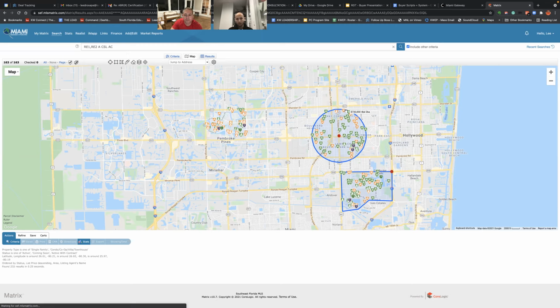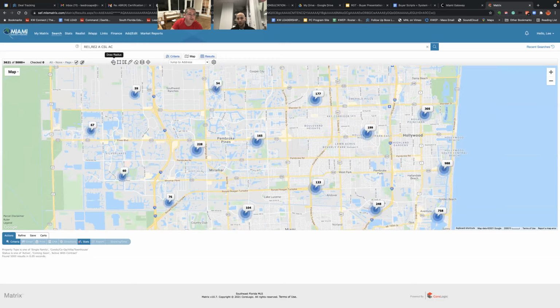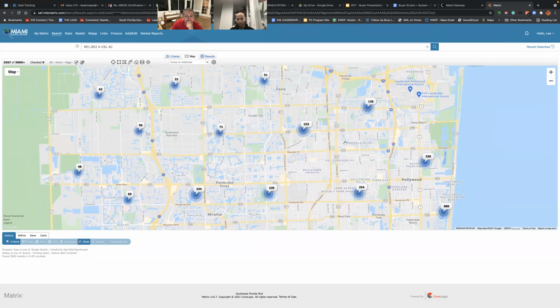Let's do some radii. Radius. Okay. Yeah. So we got the radius. And where would you like to have the start or the center of our radius? Well, I'm very interested in the Fort Lauderdale area.